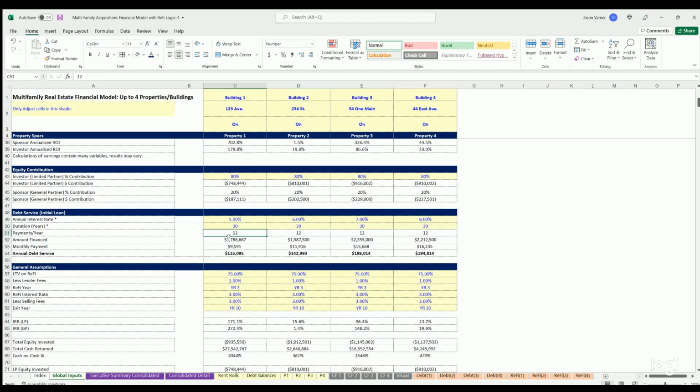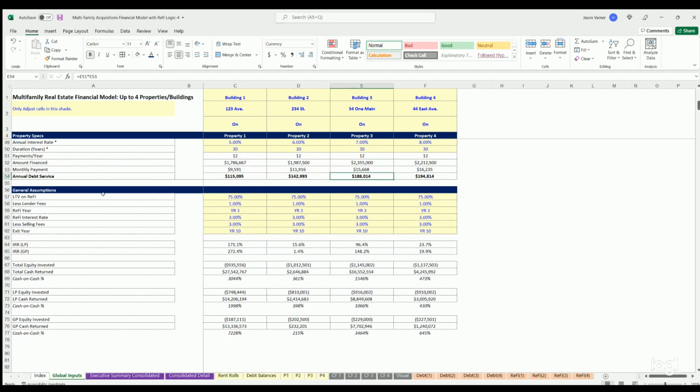Payments per year is fixed at 12. Don't change that. Amount financed is just coming from the amount financed above, monthly payment, annual debt service, just a calculation there based on those figures. Then we've got all these assumptions. So if you're going to refi, here's your LTV for the refi, less lender fees. Here's your refi year defined.